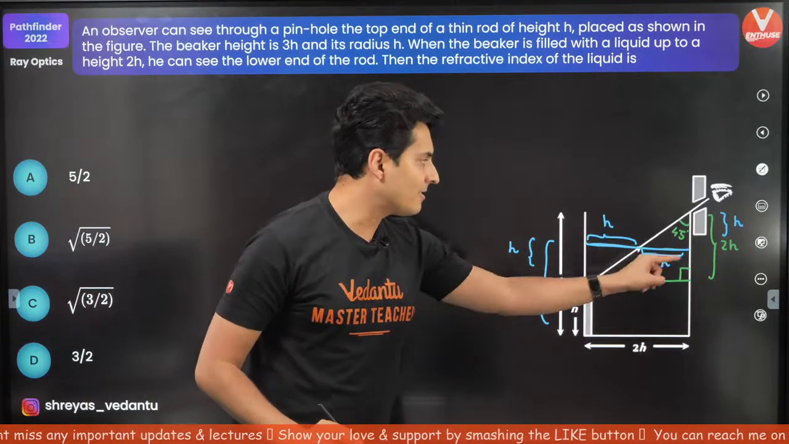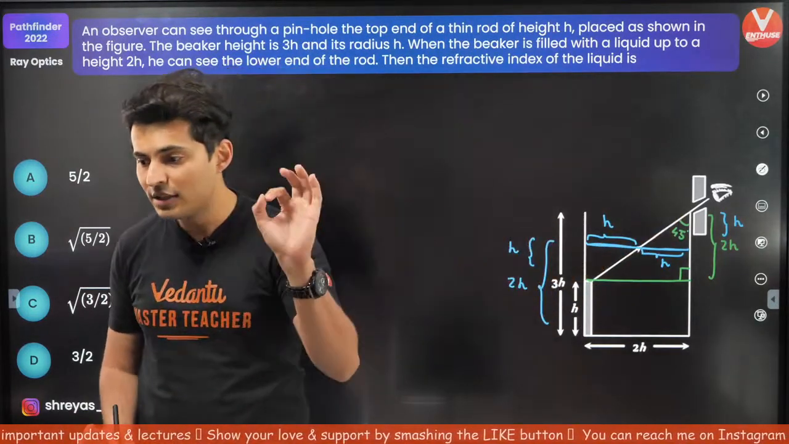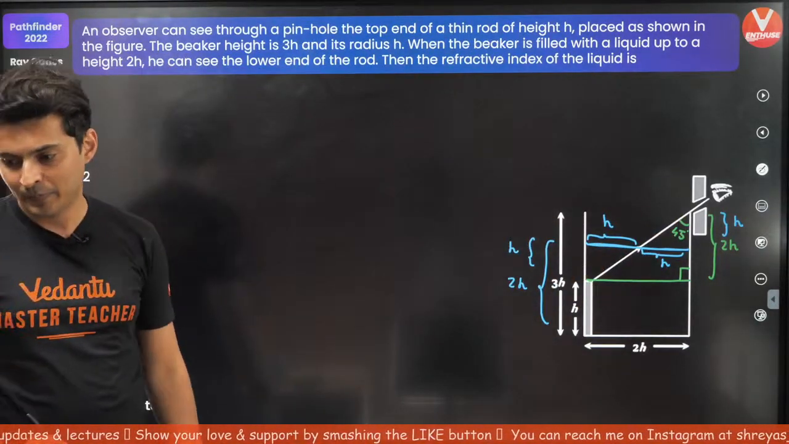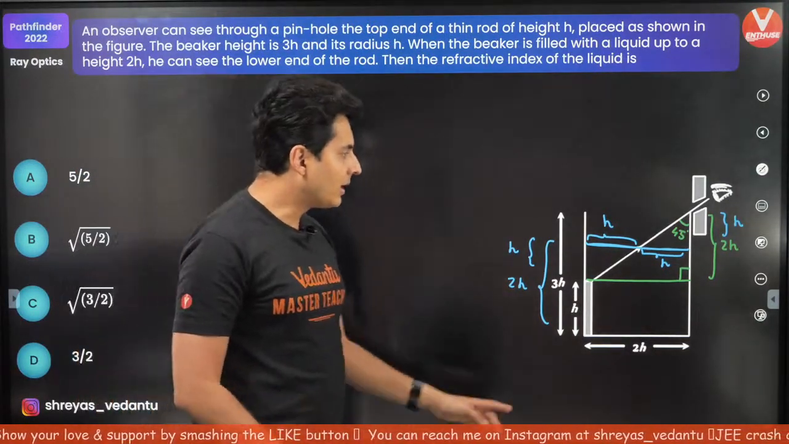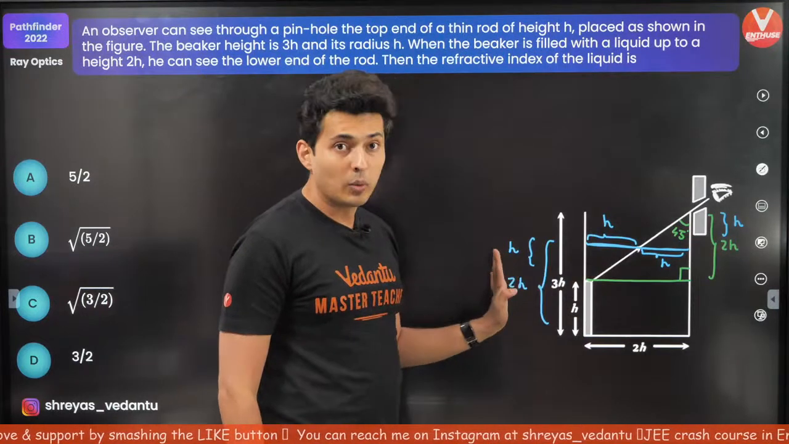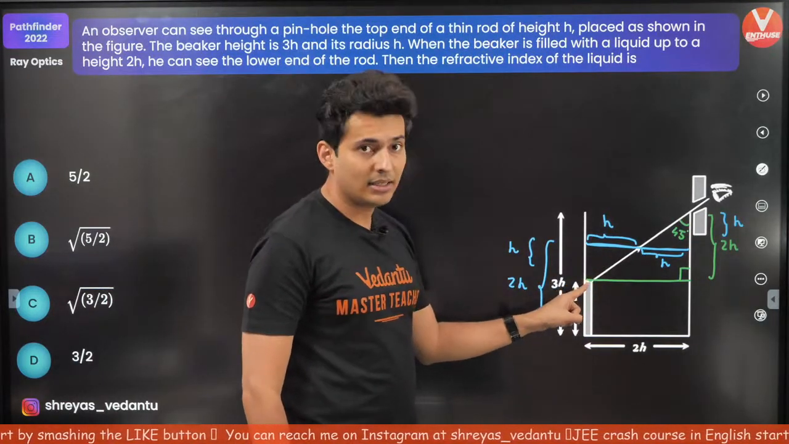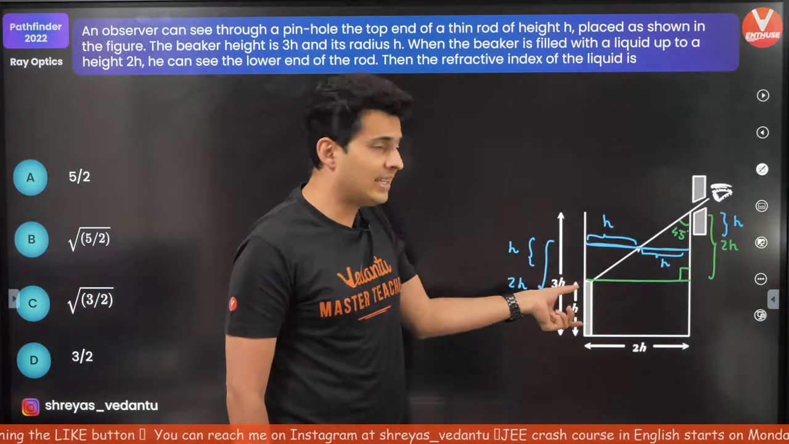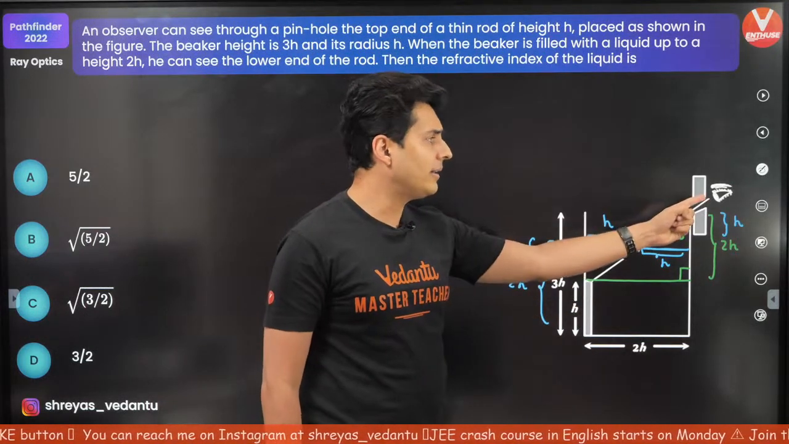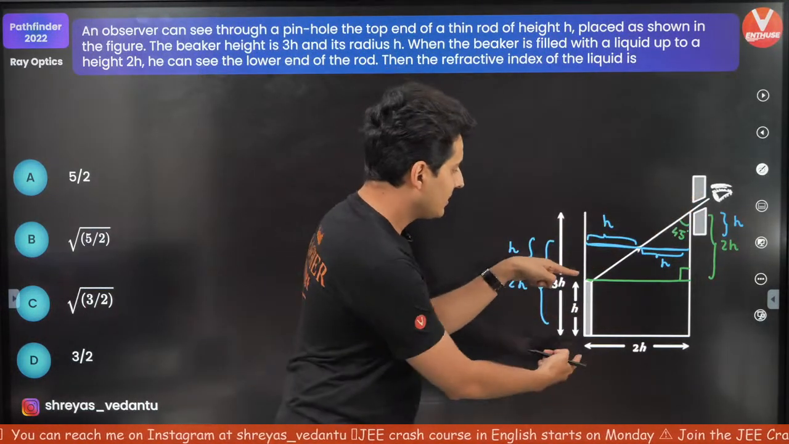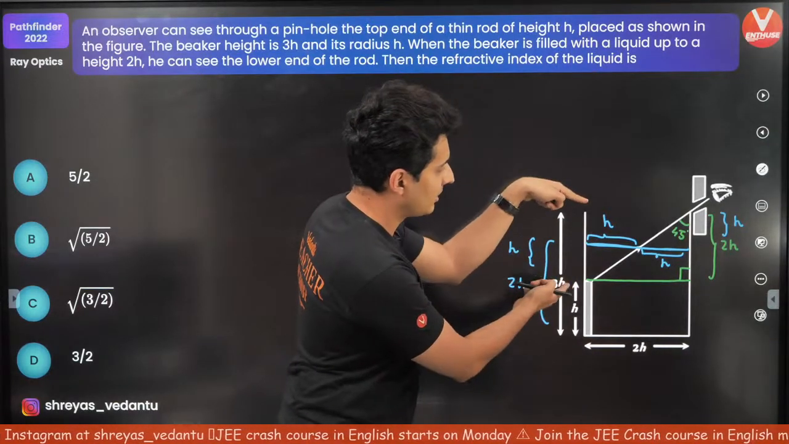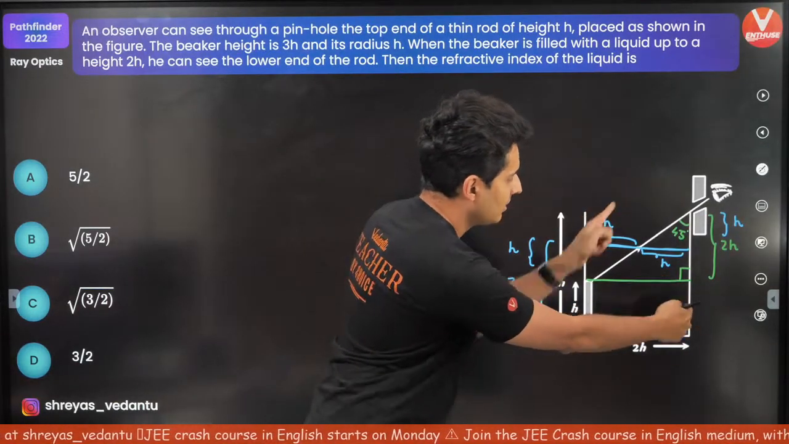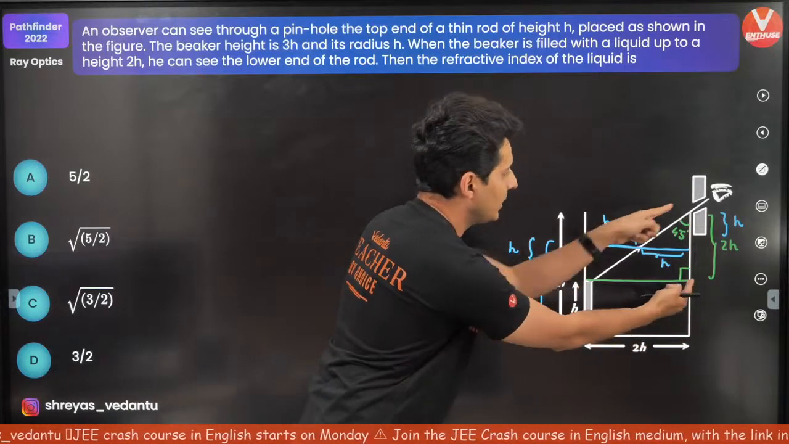I have just marked all the distances now. See if you guys can see it. So, what just happened? Earlier, forget the blue ones. The ray of light which was at the top end of a rod, this rod was placed at the end of the beaker. The rays of light were entering here. This is h, this is 3h. How much is this? 3h minus h, 2h. So this is 2h. This is also 2h.